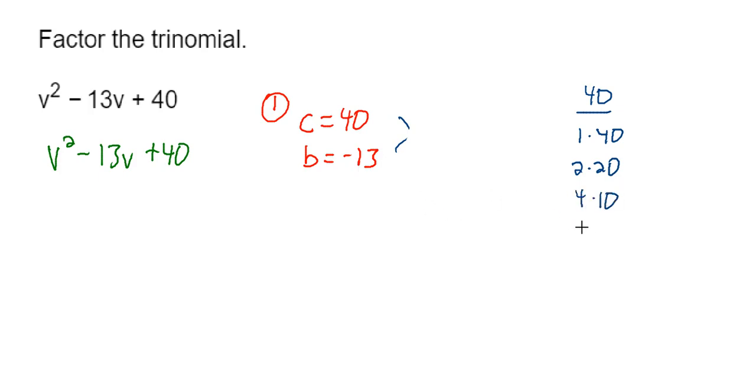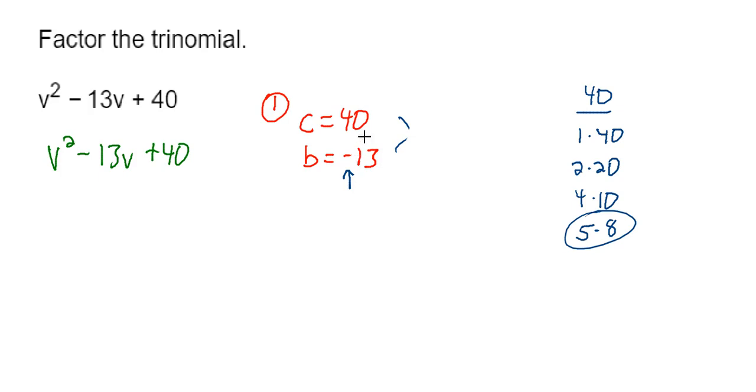4 and 10 add up to 14. 5 works because it ends in 0. 5 times 8. And there's nothing else to really find here. There's no more pairs of numbers that multiply to 40, but if there were, we wouldn't have to keep going, because as soon as you find the numbers that work, you should just stop. So 5 and 8 multiply to 40, but we need it to add to negative 13.